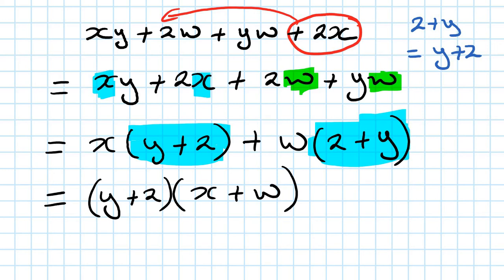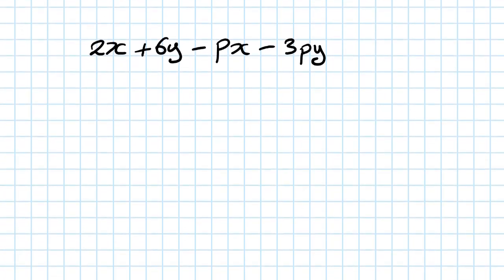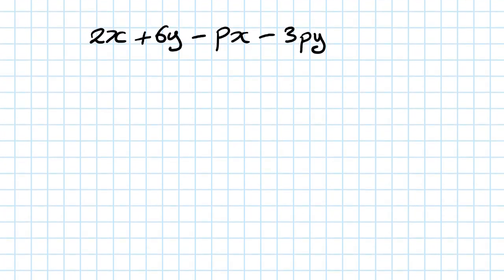Okay, let's move on to the next one. This one is actually slightly harder because it involves a negative common factor. So negative p, then negative 3py here, negative 3px. So we have to take the negative common factor out. First of all, the first two terms are 2x plus 6y. The common factor is 2. I take the 2 out.